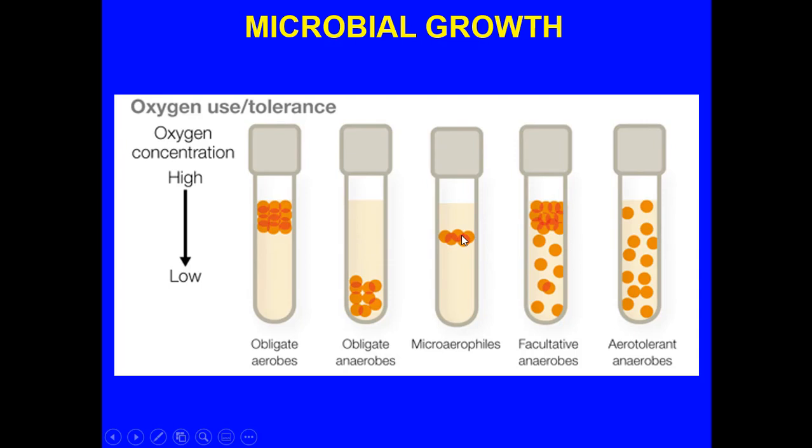Now microaerophiles might be below the immediate surface, but within some range to get a little bit of whatever is necessary for their oxygen. Whereas facultative anaerobes, hey, they can be at the top or they can be clustered throughout, all the way down to the bottom. Aerotolerant anaerobes can be scattered throughout the entire tube.